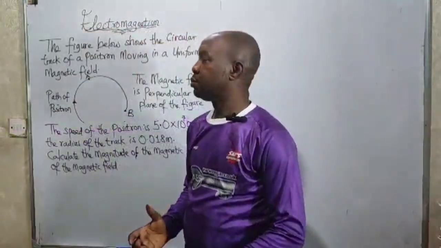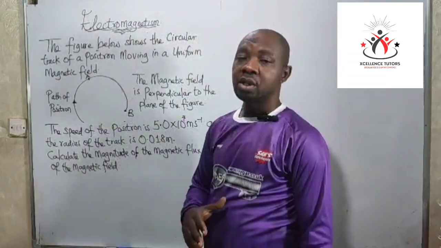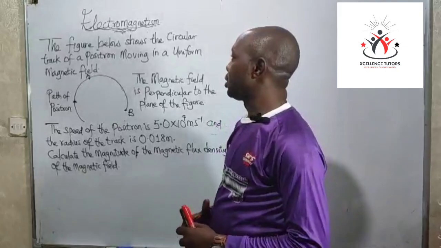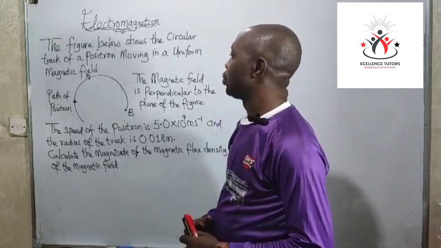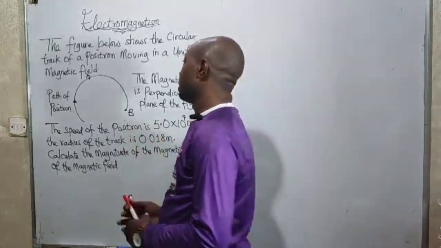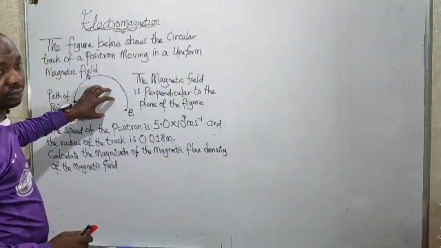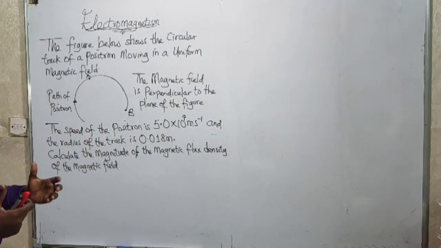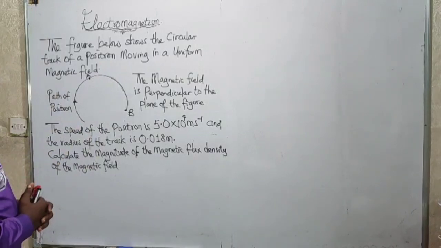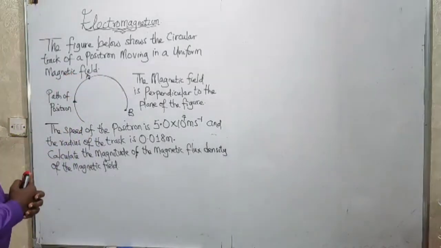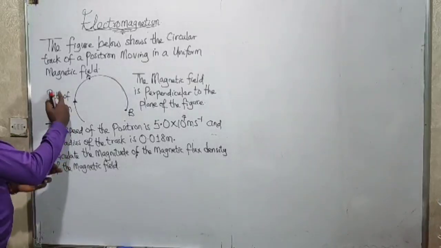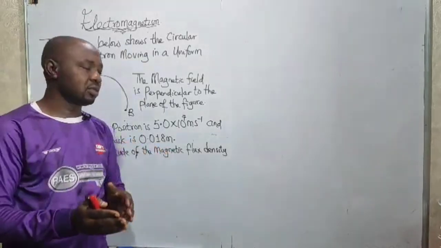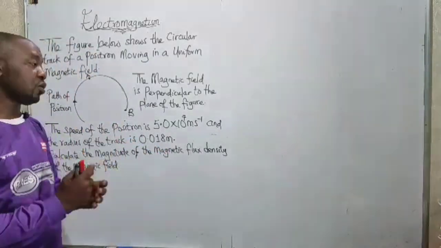In this tutorial, today we'll be looking at another question on electromagnetism. The question before us is the figure below. The figure below shows the circular track of a positron moving in a uniform magnetic field. This is the path of the positron. The positron is moving in a circle along a path, that is, it is describing a circle along a path.